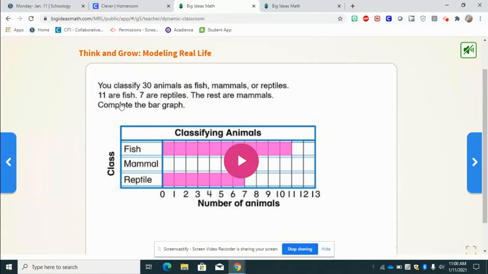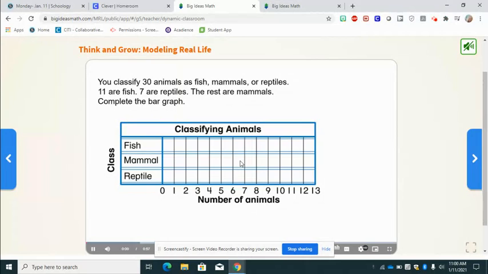We know there are 11 fish and there are 7 reptiles. So we're going to use what we know and fill in the bar graph. So there are 11 fish and 7 reptiles. But we need to know how many mammals there are. There were 30 animals all together. So let's see how we're going to do that. All right, so remember that 11 are fish and 7 are reptiles and the rest are mammals.